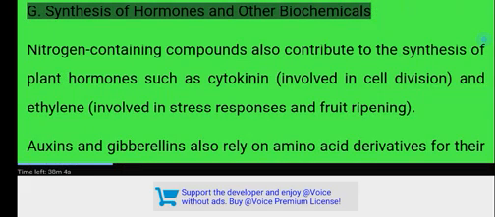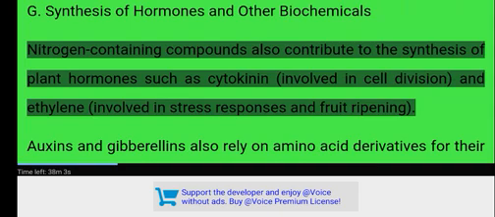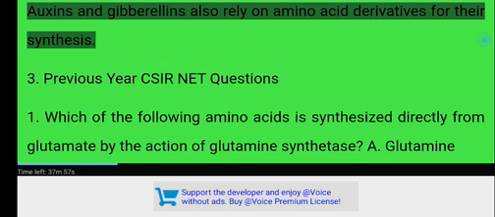G. Synthesis of hormones and other biochemicals. Nitrogen-containing compounds also contribute to the synthesis of plant hormones such as cytokinin, involved in cell division, and ethylene, involved in stress responses and fruit ripening. Auxins and gibberellins also rely on amino acid derivatives for their synthesis.